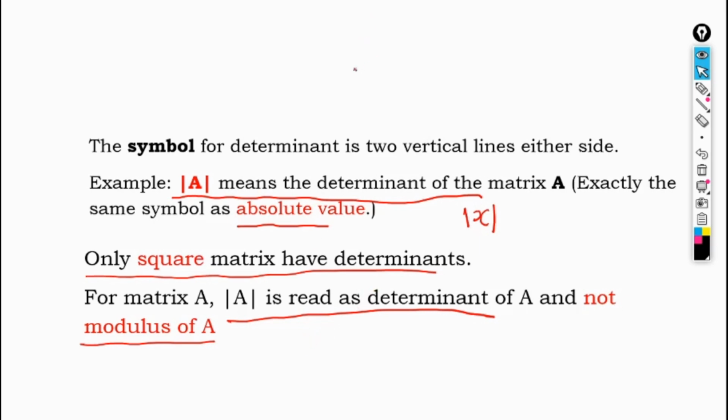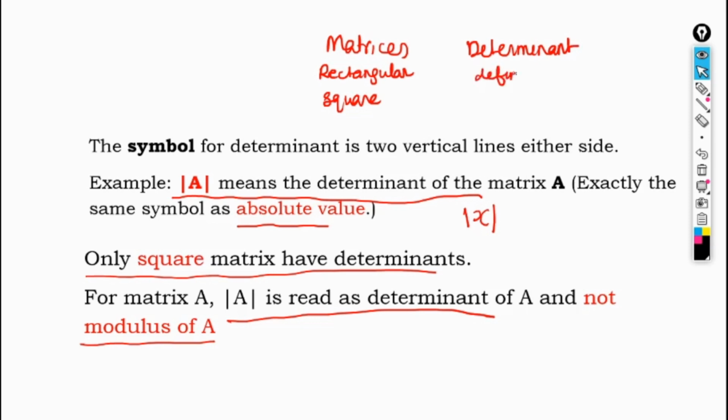Matrices can be of any type. It may be a rectangular matrix or a square matrix, and it may be a column matrix or a row matrix. But the determinant we define only for square matrices, defined for square matrices only.